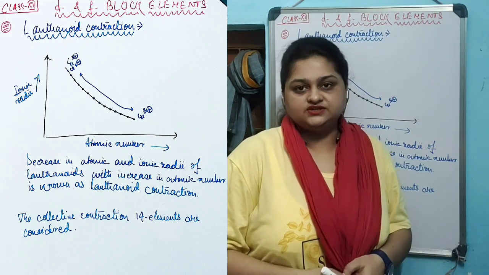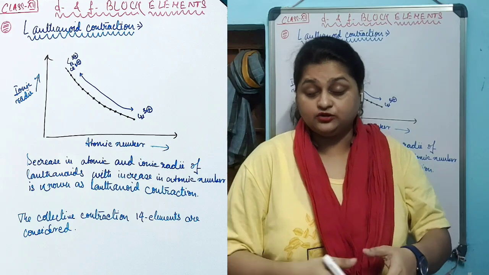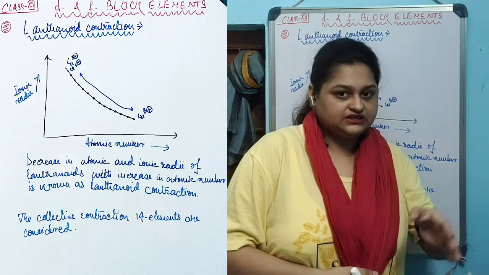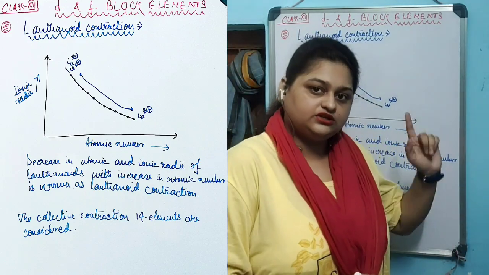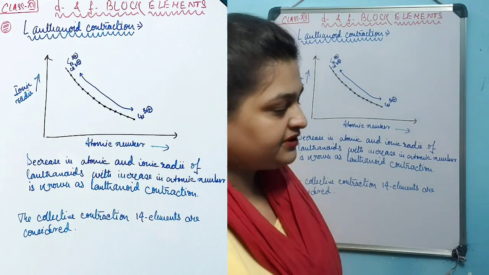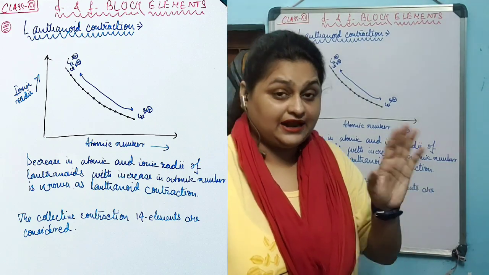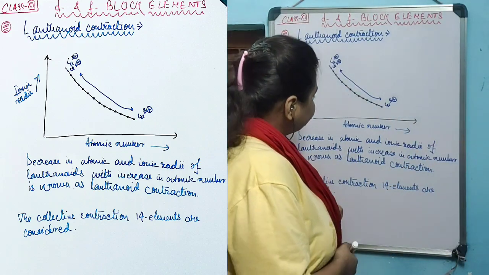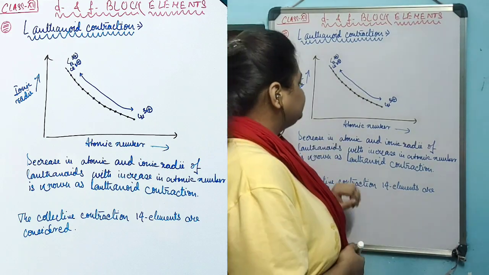There is a decreasing trend that can be observed in the ionic and atomic radii of the lanthanoid elements, starting from scandium or lanthanum and ending at lutetium. Now the graph shows the statement exactly. This is the graph of the lanthanoid elements in their +3 oxidation state, plotted with their ionic radii against the atomic number.